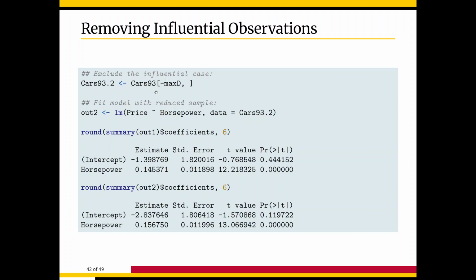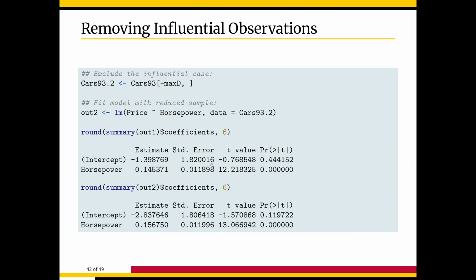You can use the subset or filter command from dplyr or whatever. Or in this case, we're just going to use the simple base R subsetting. So we're going to exclude the 28th row out of cars 93. So we'll get this new subsetted data set. We'll refit our model using that subsetted sample.